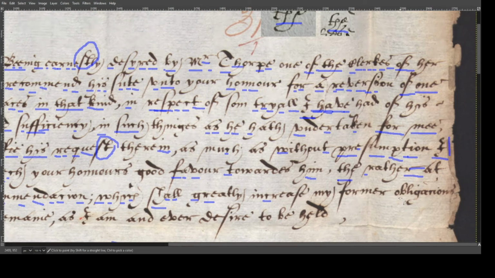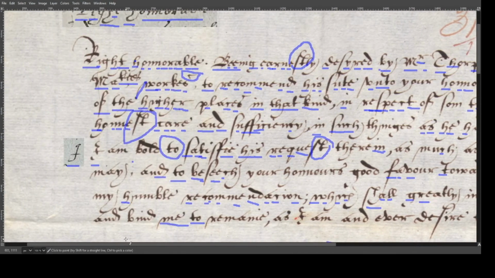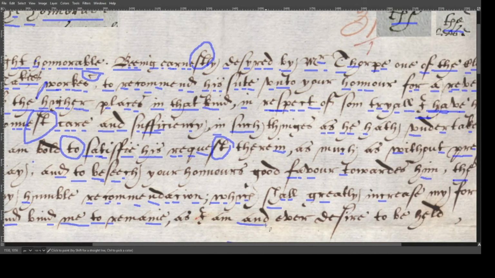My former obligations. My former obligations. And this looks like an abbreviation mark, but I'm not sure what exactly he's abbreviating here. It doesn't look like anything is actually abbreviated. Is and with a completely different, once again, a different D than we've seen before. Bind, another D that's different. So he's varying his word final D's a great deal. Me too, that's an R. Remain as I am. And once again, this and is different.